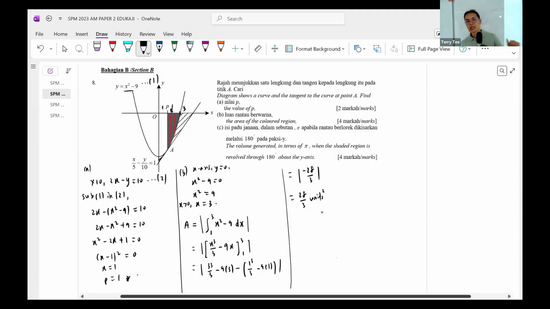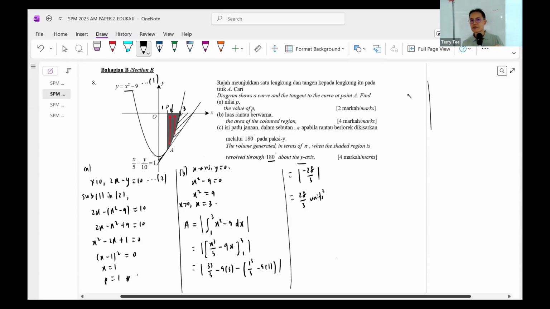Okay. Hang on. Now, how do you find the volume of integration generated when the shaded regions revolve 180 degrees about the y-axis? Okay, be careful about it. I don't know whether you all still remember.